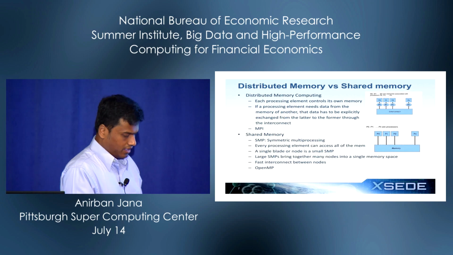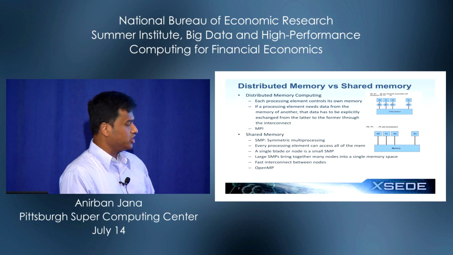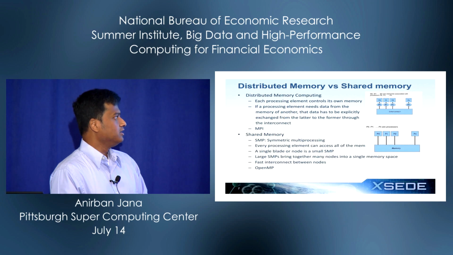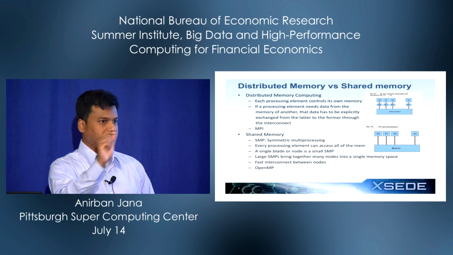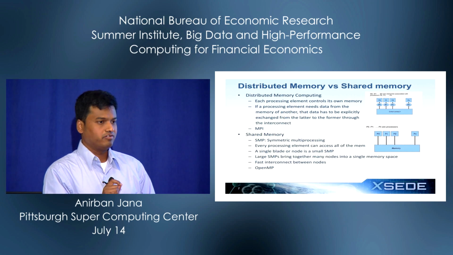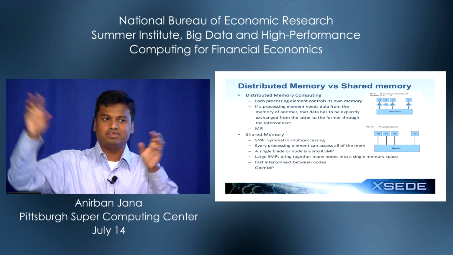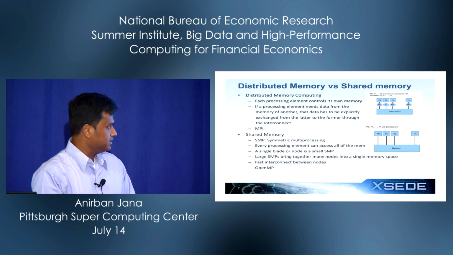After a while, another parallel programming paradigm came along, which is shared memory parallel programming, also called symmetric multiprocessing, where every processor can access all parts of the memory. So if I am a processor and I want to compute on data here in memory or here, I can just grab that data and do some computation on it.